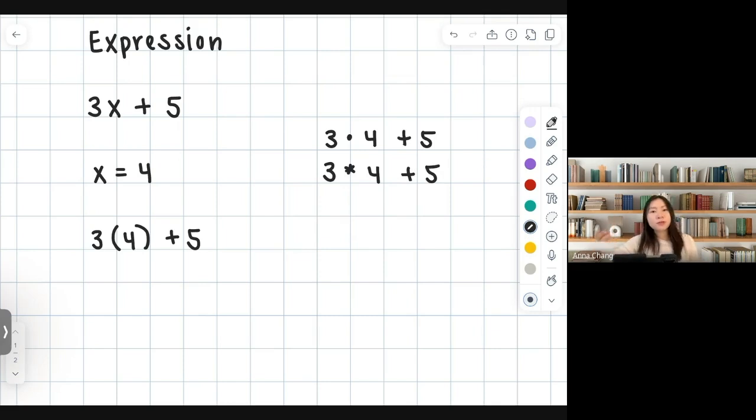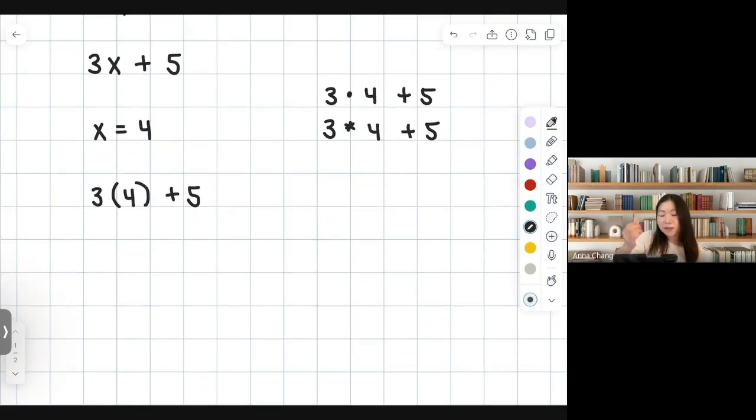Once we move into algebra, it's not usually recommended to write multiplication with the x operator because it looks very similar to the variable x. So let's go ahead and stick with these 3 options. Let's go ahead and evaluate. So we're going to do 3 times 4, which is 12, plus 5, which is 17. And that's it. The value of our expression is now 17.